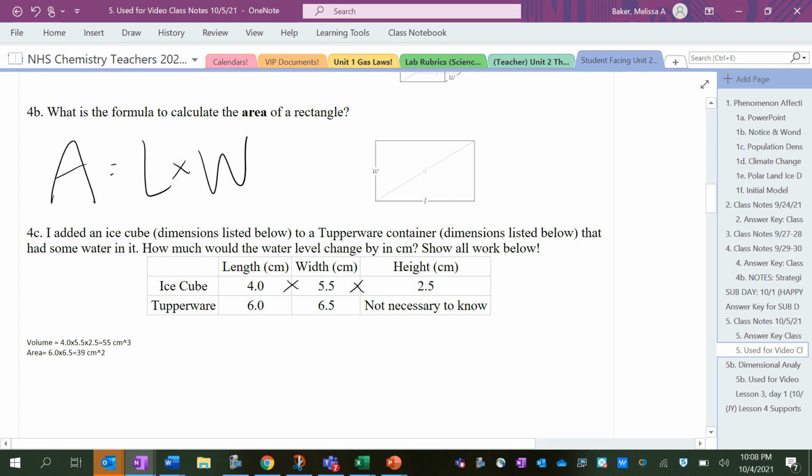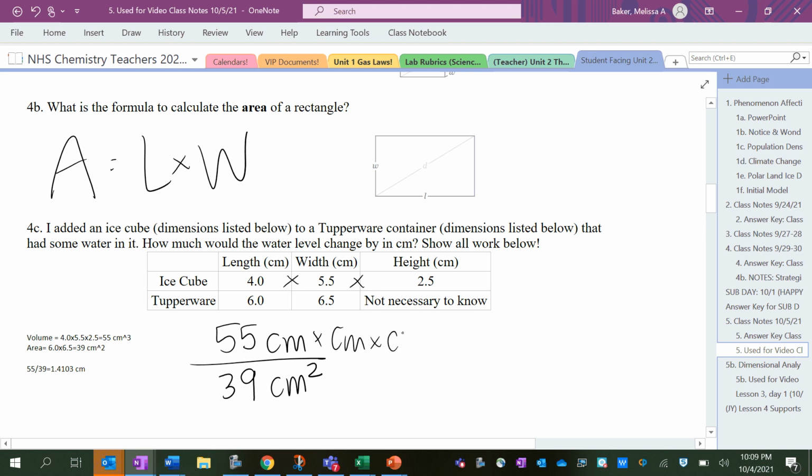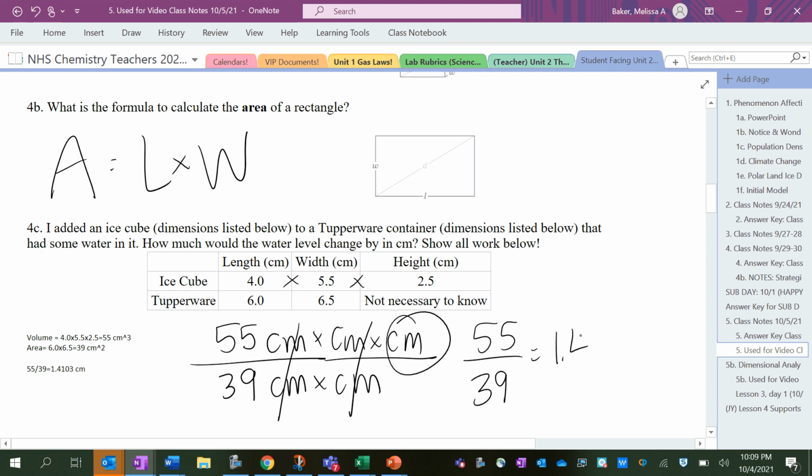That's 39 centimeters squared. We can actually determine the level that the water will change in that Tupperware by taking the volume, 55, divided by the area, 39, and that comes out to be 1.41 centimeters. Now I want to show my work here with units. 55 centimeters cubed divided by 39 centimeters squared. That centimeters cubed is really like centimeters times centimeters times centimeters. And of course, the centimeter squared is just two of those. So this cancels out, which is why you're left with centimeters. And 55 divided by 39 is the 1.4, we'll call it, centimeters.